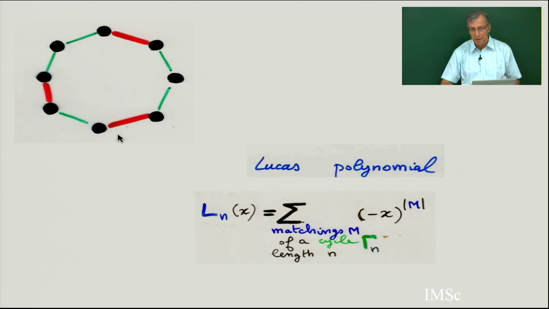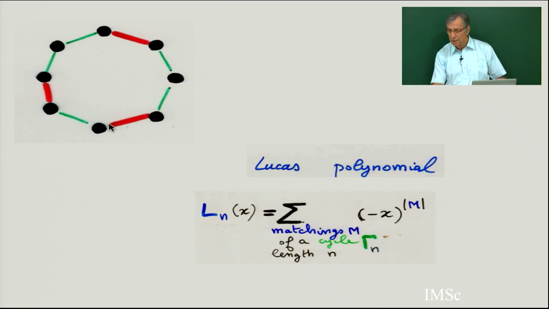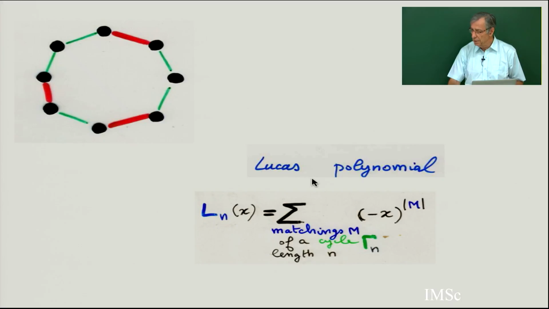So it's a matching of the graph formed by a cycle. Here is a possible matching. You put some edges in a cycle which are two by two disjoint. And this is called the Lucas polynomial. It's a generating function of such matchings. It's a sum over all possible matchings on the graph formed by a cycle, with minus x power the number of elements of the matching.